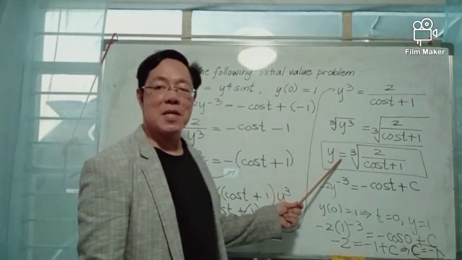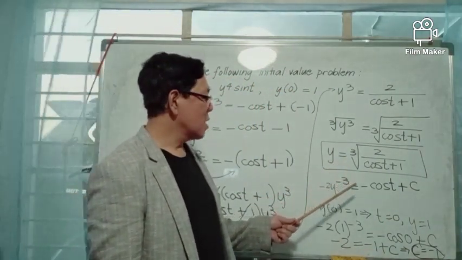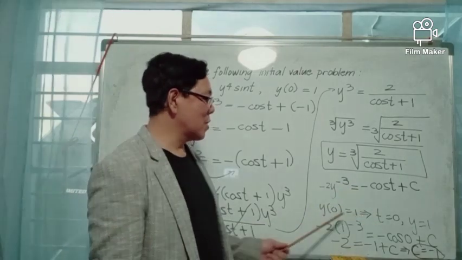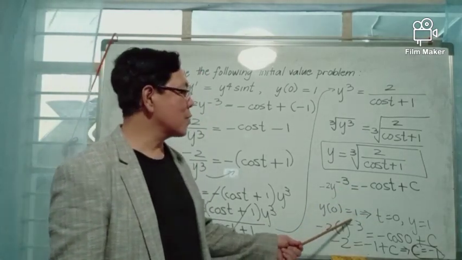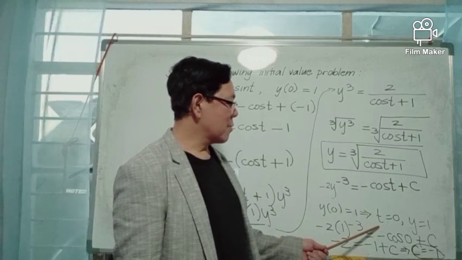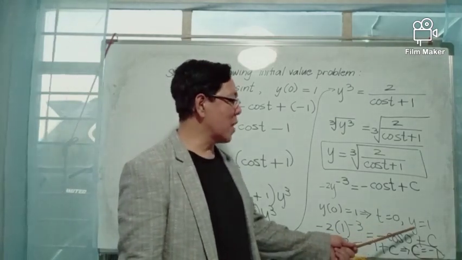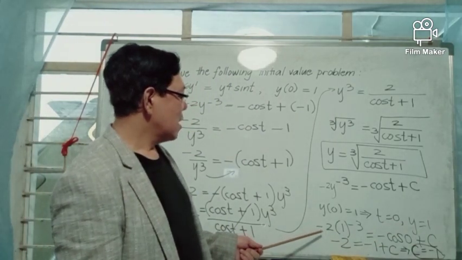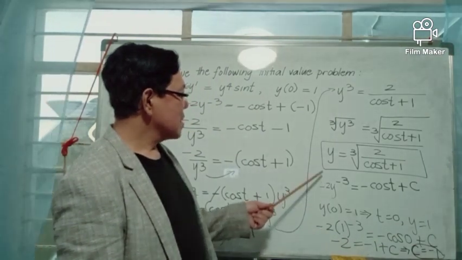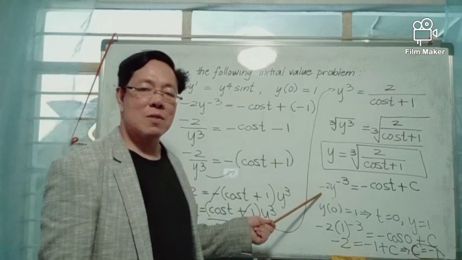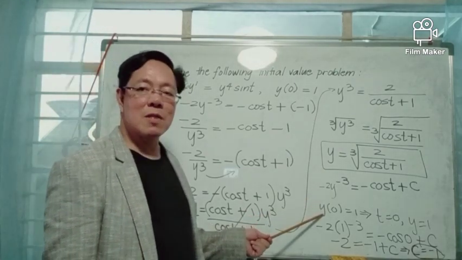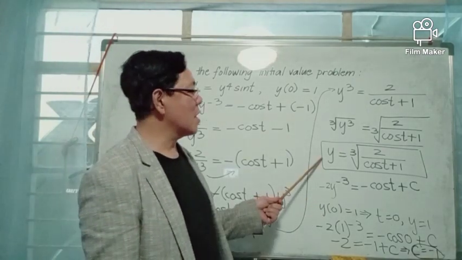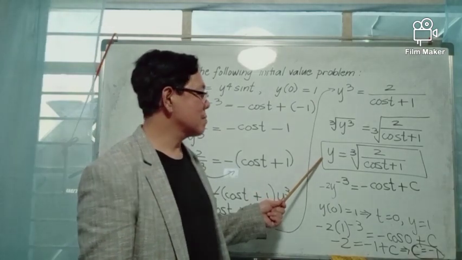This is the particular solution that corresponds to the initial conditions given, y of 0 equals 1. That means when t equals 0, the value of y is 1. And this is the general solution. For the initial conditions given, this is the particular solution.